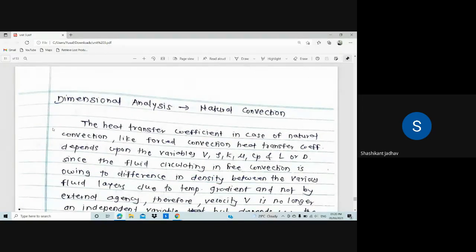Okay, then write down the next topic: dimensional analysis for natural convection.